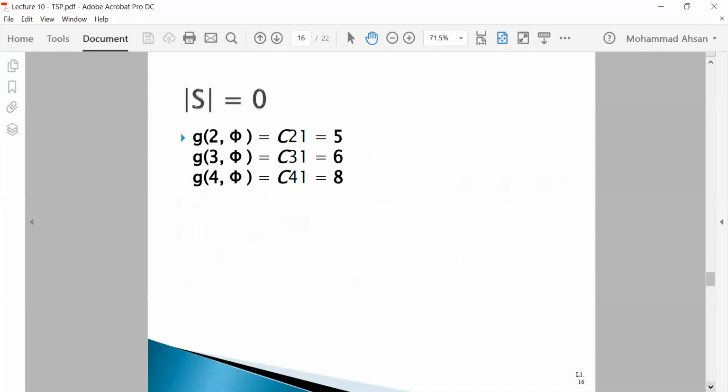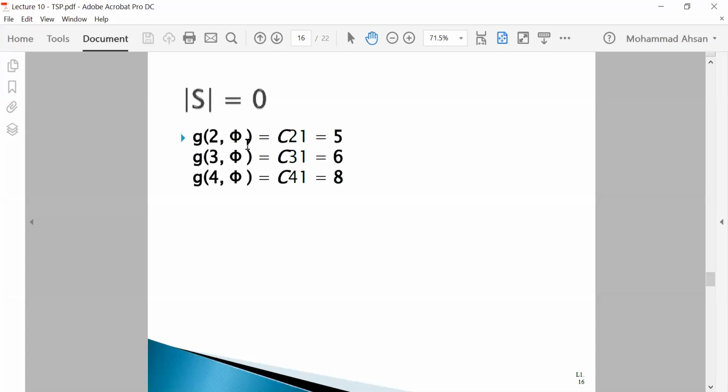Bottom up, if we are at 2 and we have to come back to 1, we know we started at 1. We could have gone to 2, 3, or 4. There are three possibilities. But let's say we are at 2. This is the last point, and we don't have any other vertex left to visit. Then what is the cost? If you apply the formula, there is no k value here, the set is empty, so it is simply the cost of going from 2 back to 1.